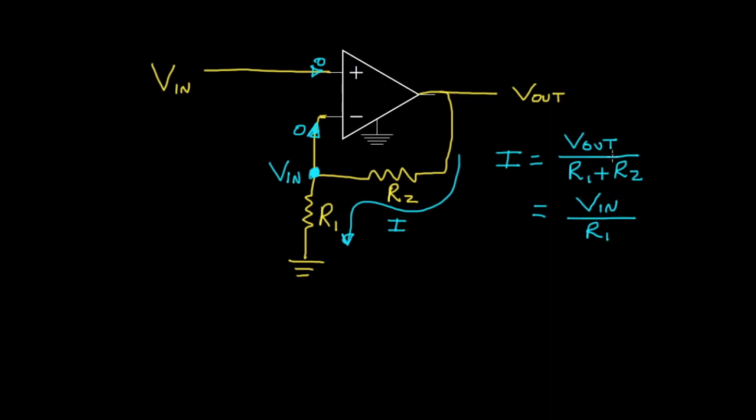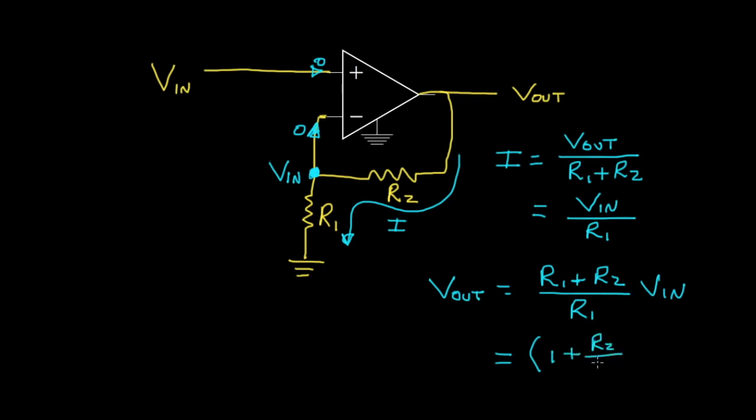So if these two are equal, then V out is equal to (R1 plus R2) divided by R1 times V in. I'm going to set these two equations equal, which would be equal to 1 plus R2 over R1 times V in.